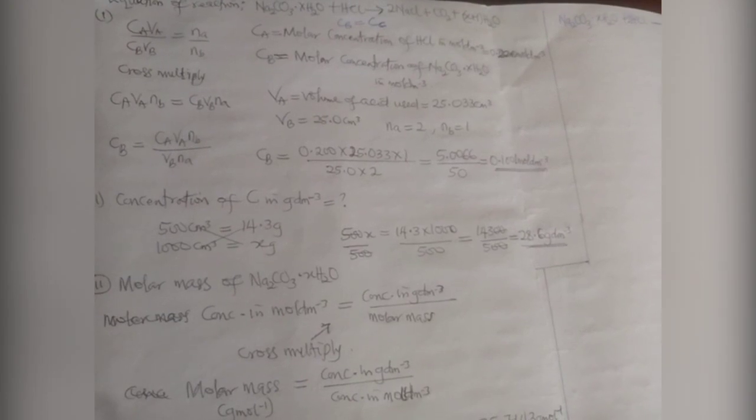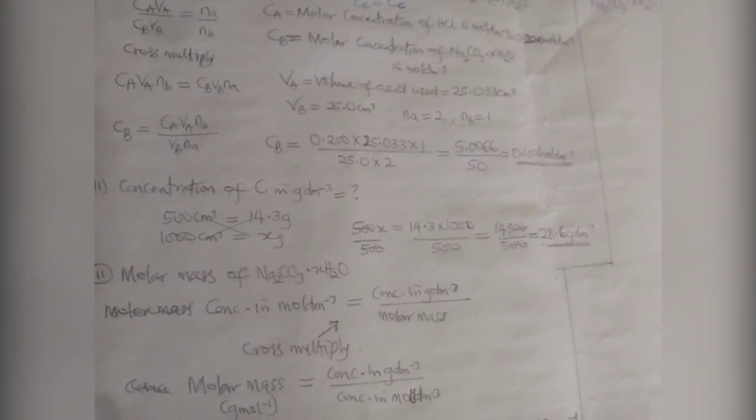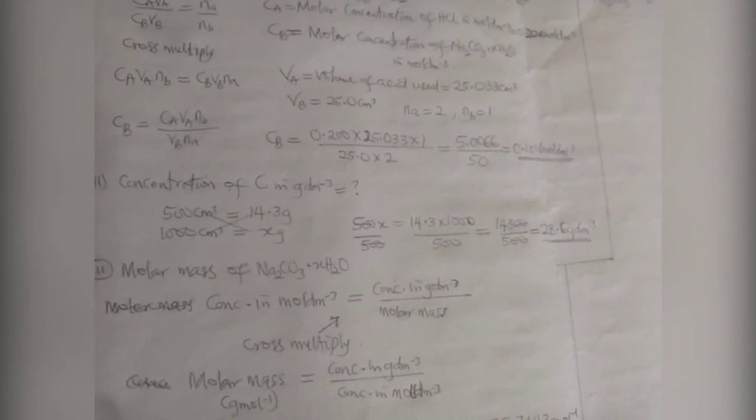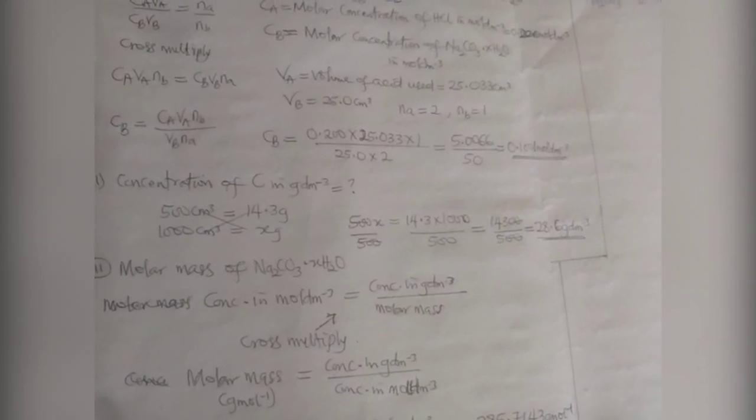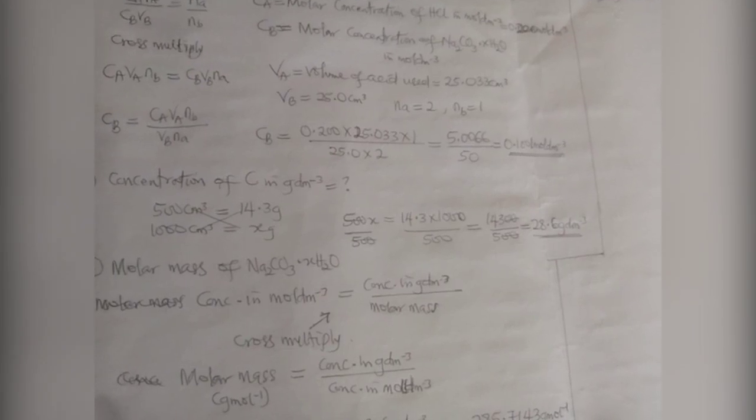Now, volume of acid used is what you calculated from the table. Vb is that volume of pipette, and your equation gave you NaNb, the equation for the reaction. So if you calculate that, you will see that you are going to achieve a result of 0.1001 mole per dm cube. That is Cb. That's the concentration of C.